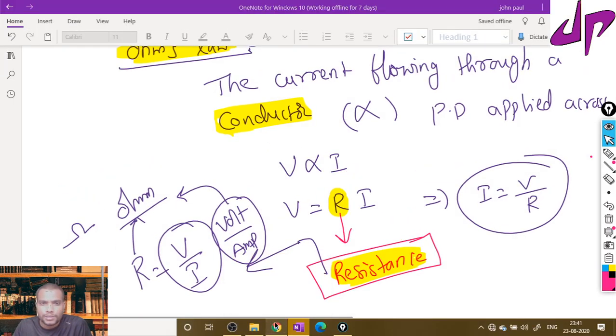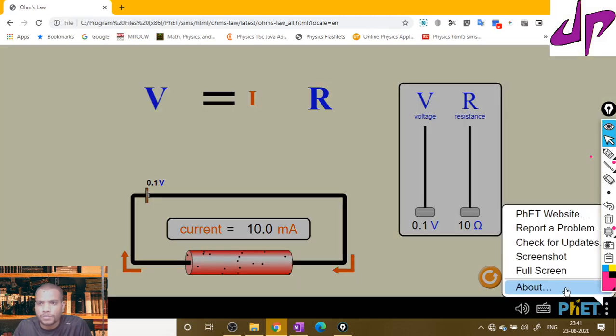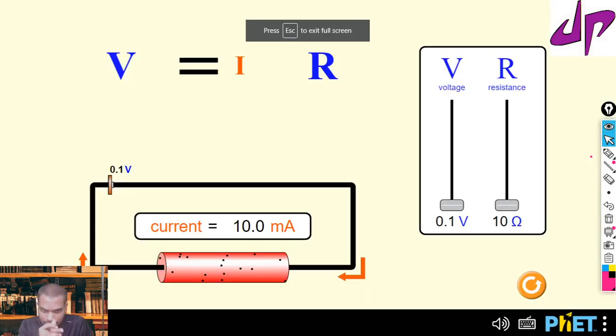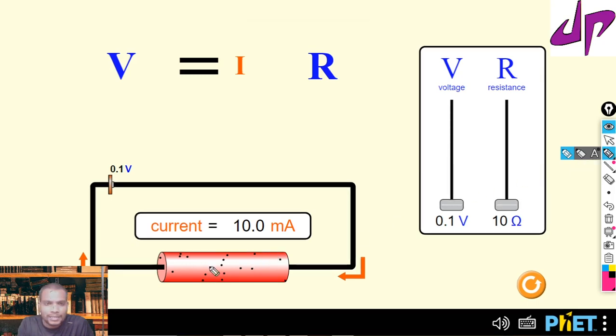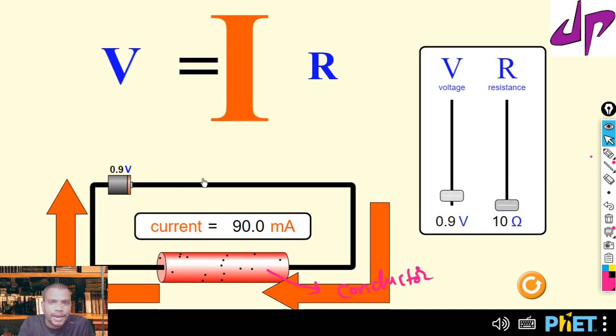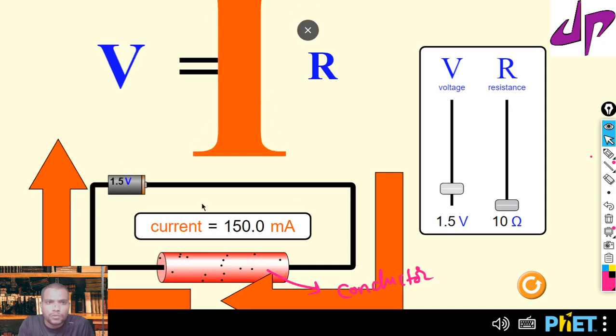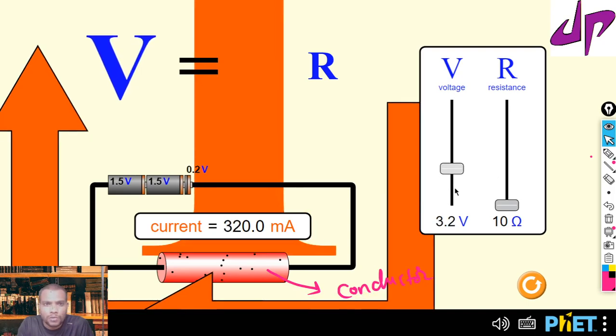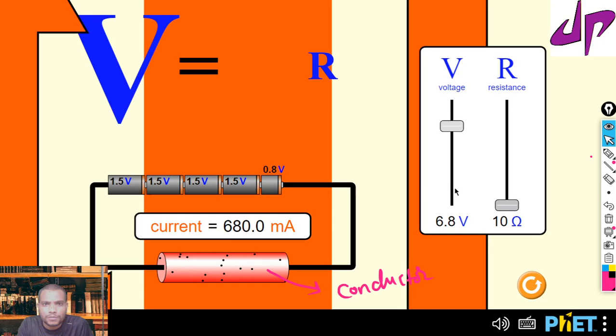Now let us see this Ohm's law with the help of a simulation, which I have here. So this is a conductor. Here I have controls, so I can control the voltage. You can see I can add a cell of 0.9, up to 1.5 I can add one cell. Suppose you take another 1.5. Like that, I can increase the voltage.